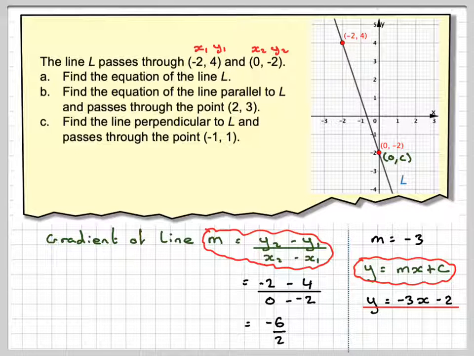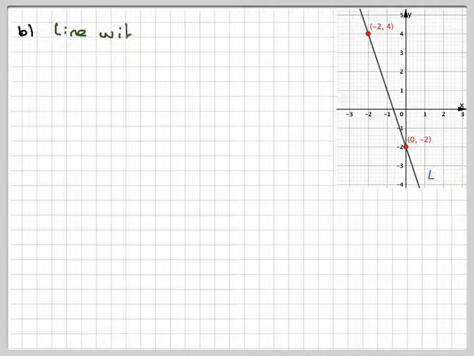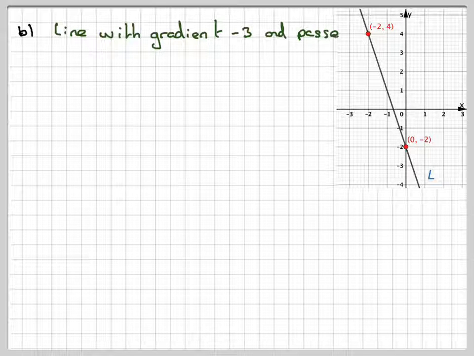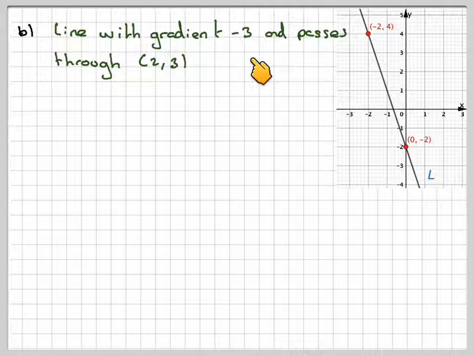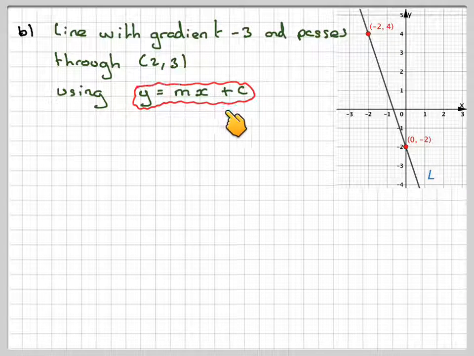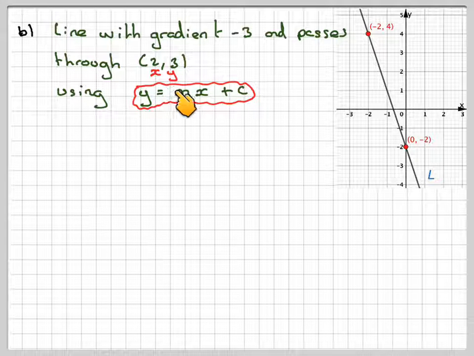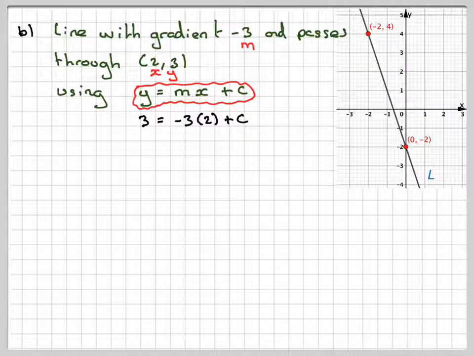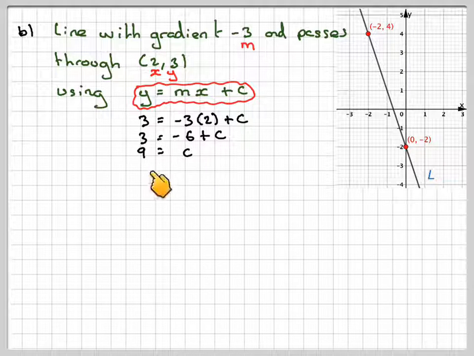Find the equation of the line parallel to L, passing through the point (2, 3). So if it's parallel, it also has a gradient of -3 and will pass through the point (2, 3). So again, if we use y = mx + c, this will be x and this will be y, and this will be my gradient. So putting the numbers in, we're going to have 3 equals the gradient, which is -3, times my x value, which is 2, plus c. So this allows us to calculate c. That's going to give me 3 = -6 + c, which gives me that c is equal to 9.